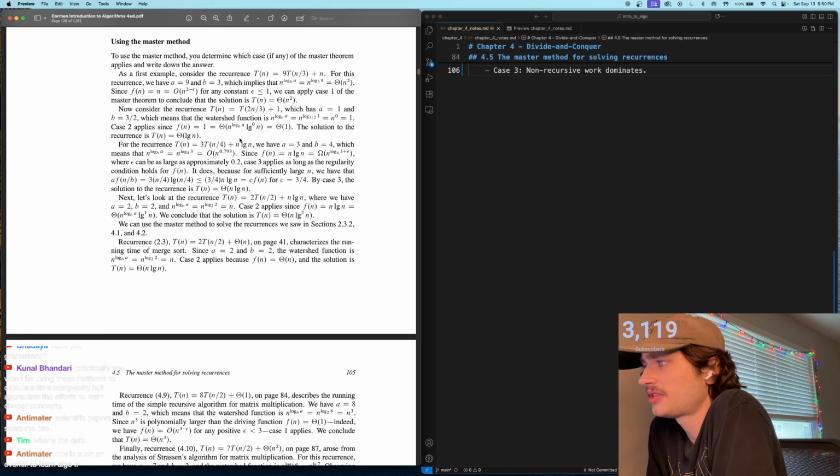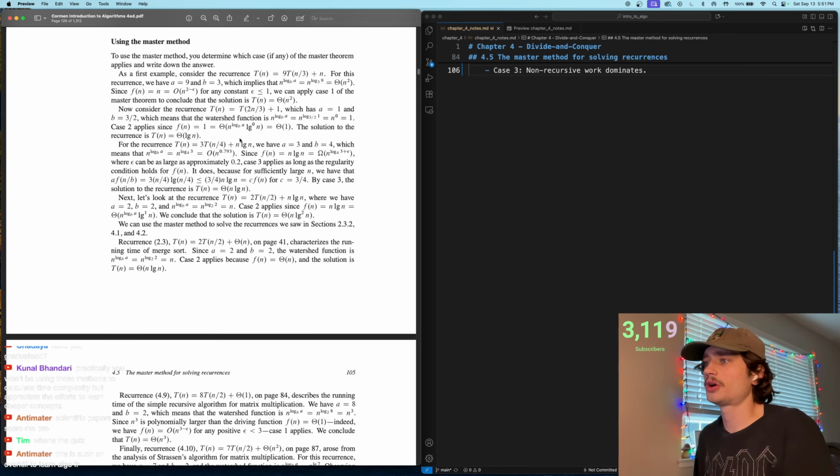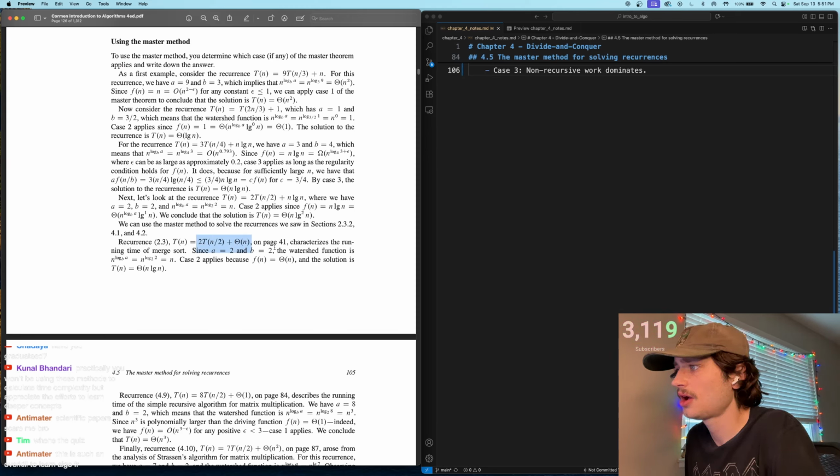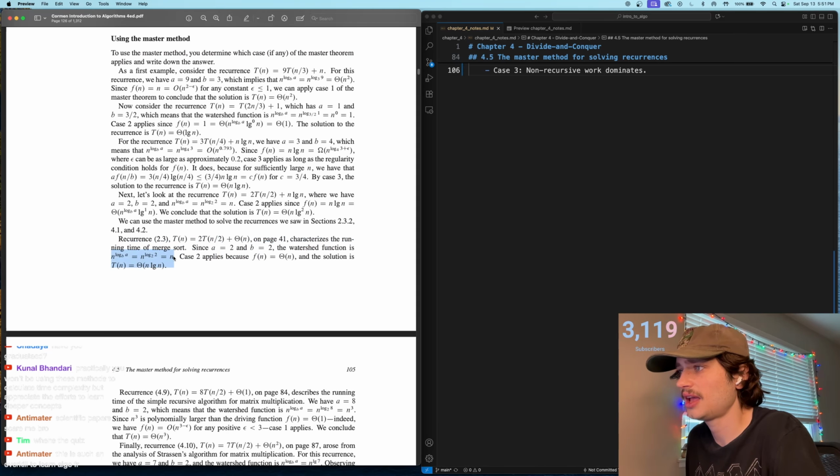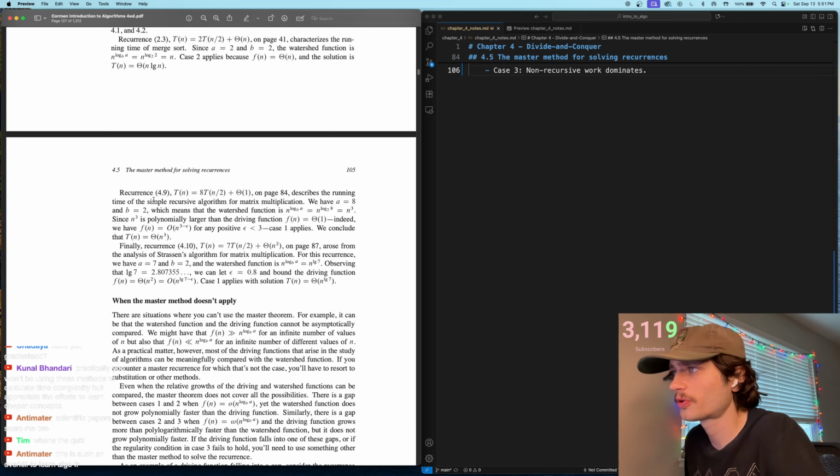We can use the master method to solve the recurrences we saw in sections 2.3.2, 4.1, and 4.2. Recurrence 2.3, which is this, on page 41, characterizes the running time of merge sort. Since a is 2 and b is 2, the watershed function is n. Case 2 applies because f(n) = Θ(n), and the solution is T(n) = Θ(n lg n). Recurrence 4.9, T(n) equal to this, on page 84, describes the running time of the simple recursive algorithm for matrix multiplication.